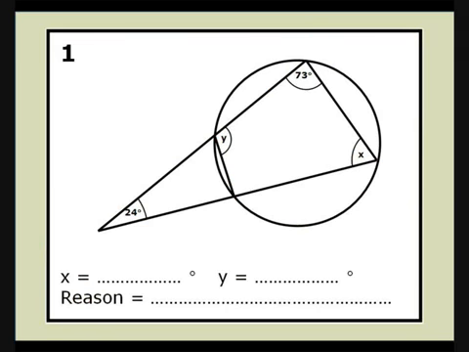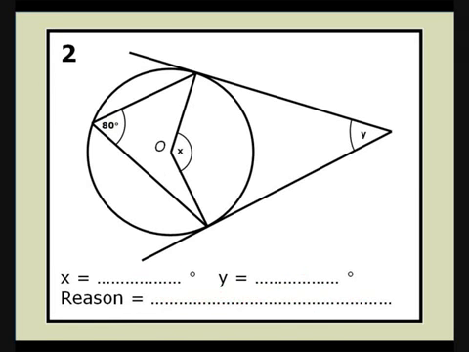Question 1. For each of these questions we are asked to find x and y and give a reason for our answer to y. In this question, the angle at x is 83 degrees, because there is a large triangle which already has angles of 24 degrees and 73 degrees, and all three angles must add up to 180. So y is 97. Why? Because x and y are opposite angles in a cyclic quadrilateral, and opposite angles in a cyclic quadrilateral add up to 180 degrees.